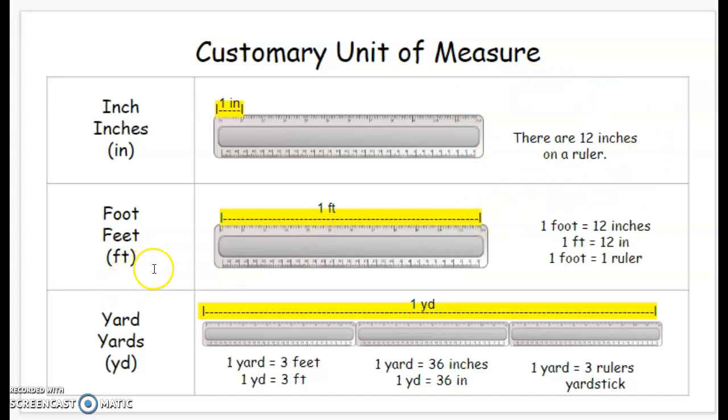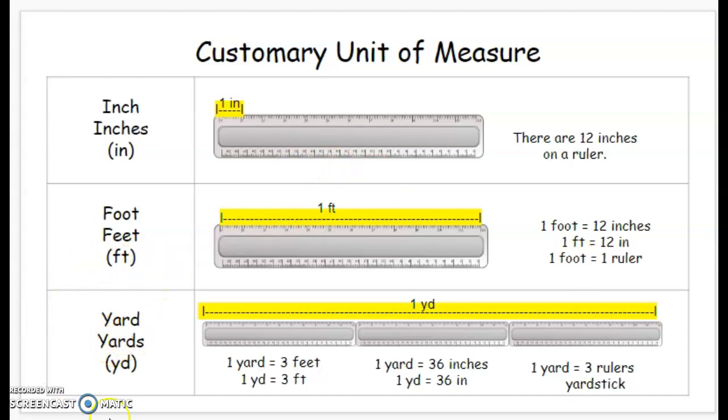Then we have a foot, plural is feet, and the abbreviation is FT, and 1 foot is 1 whole ruler. So 1 foot is 12 inches, and then the abbreviation 1 FT equals 12 in, and then 1 foot is 1 ruler.